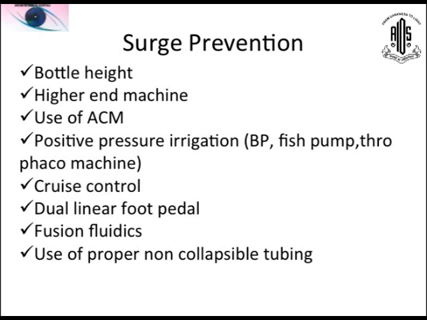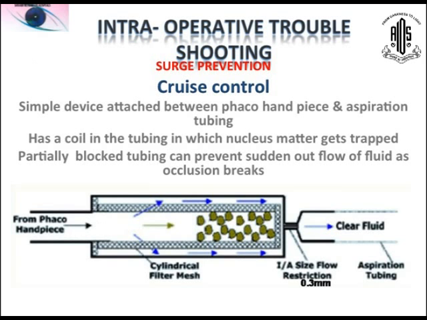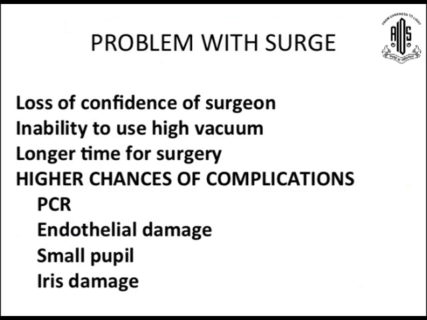So, what is surge prevention? Already it has been covered. Bottle height is a prime important thing. High-end machine, use of ACM, positive pressure irrigation, cruise control, dual linear foot pedal, fusion fluidics, and use of proper non-collapsible tubing. I am not going to talk more because it will be explained very beautifully by Dr. Armansar. Cruise control really helps us in surge prevention.